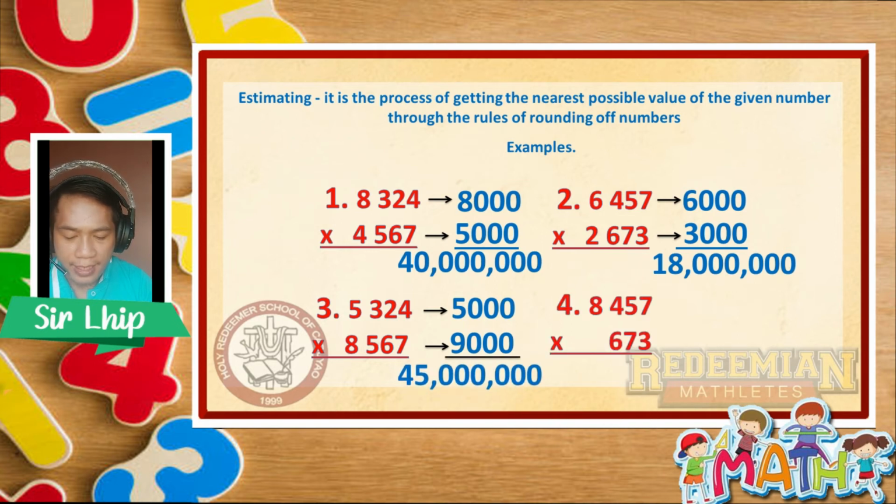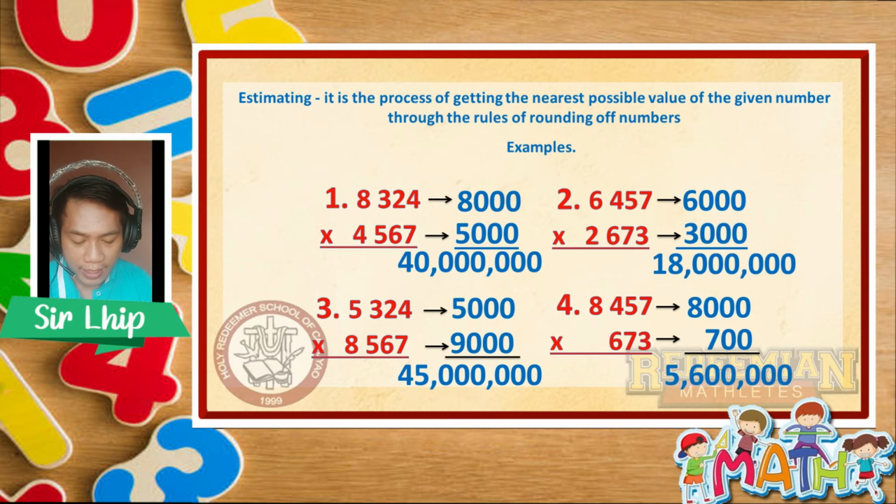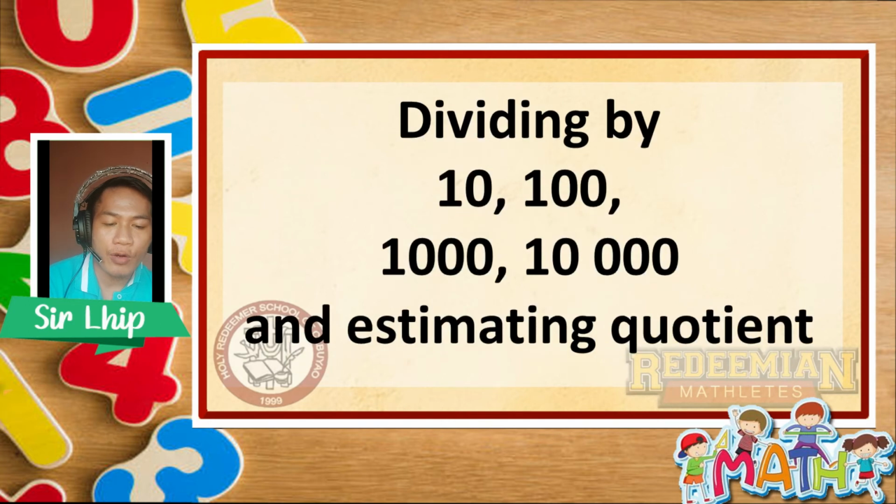8,457 times 673. So 8,457 becomes 8,000. Then 673 becomes 700. So count the zeros. We have 5 zeros. So 8 times 7 equals 56. Thus, the product is 5,600,000. Dividing by 10, 100, 1,000, or 10,000 and estimated quotient.